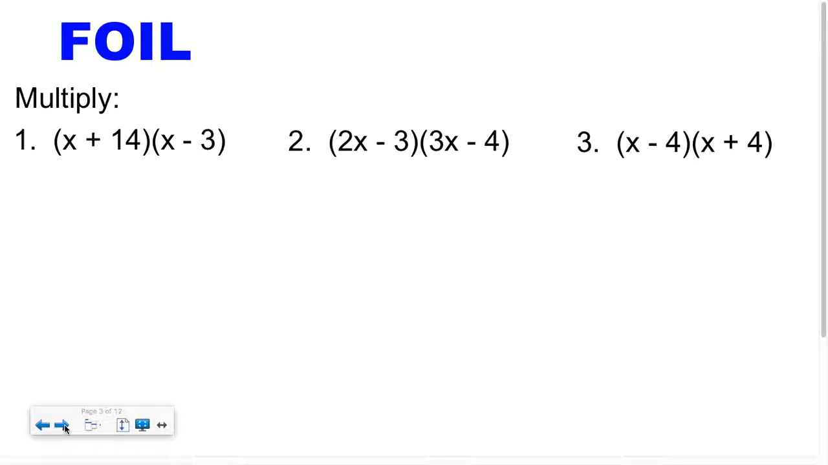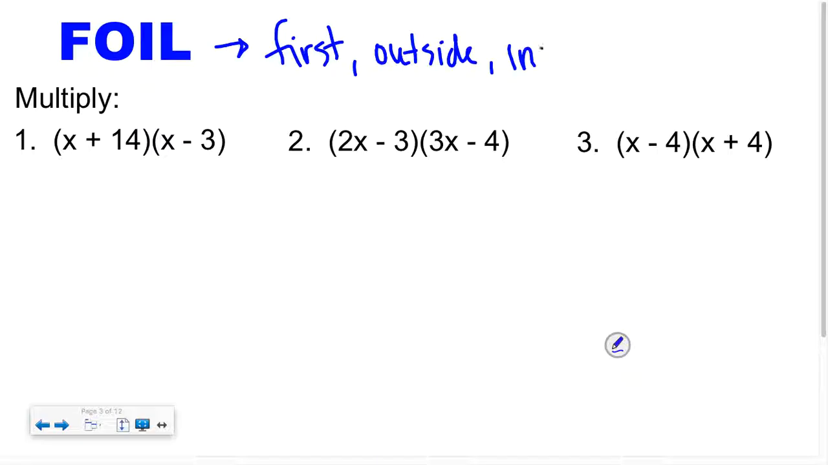Before we factor, we're going to review FOILing. Factoring and FOILing are inverses of each other, they're opposites. You do one, and then you do the other. The FOIL acronym stands for first terms, then outside terms, then inside terms, and finally the last terms.